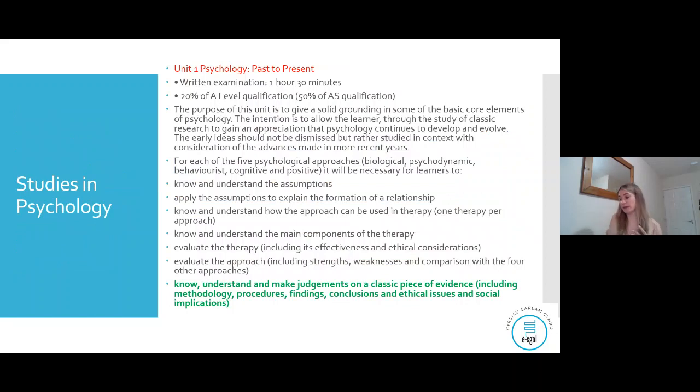Just a little overview of this in terms of the specification. This is obviously what we get as teachers on what you need to know for the course, and I am funneling this presentation down to that last bullet point. So it says, know, understand and make judgments on a classic piece of evidence, including the methodology, the procedure, findings, conclusions, ethical and social implications. We're focusing today on the majority of these sessions on the methodology and the procedure, and that's just because they're quite specific and they are often used as exam questions on these classic studies.